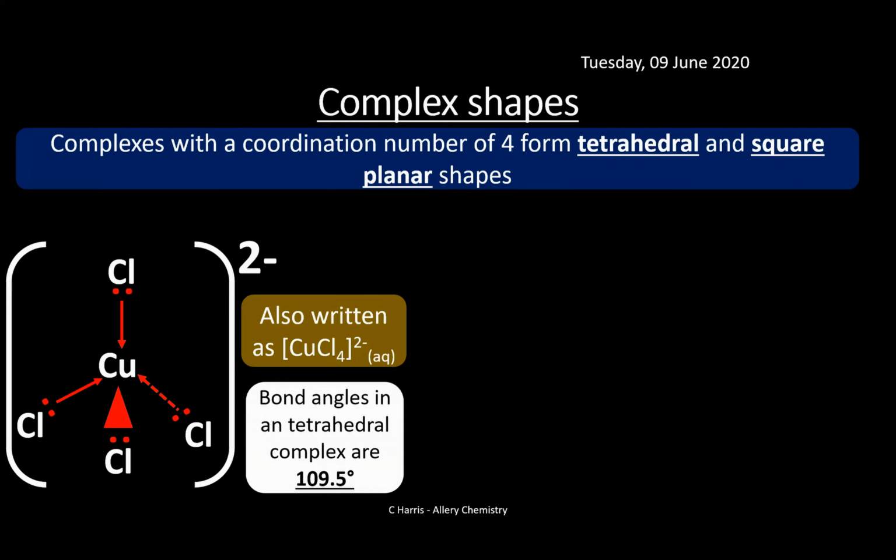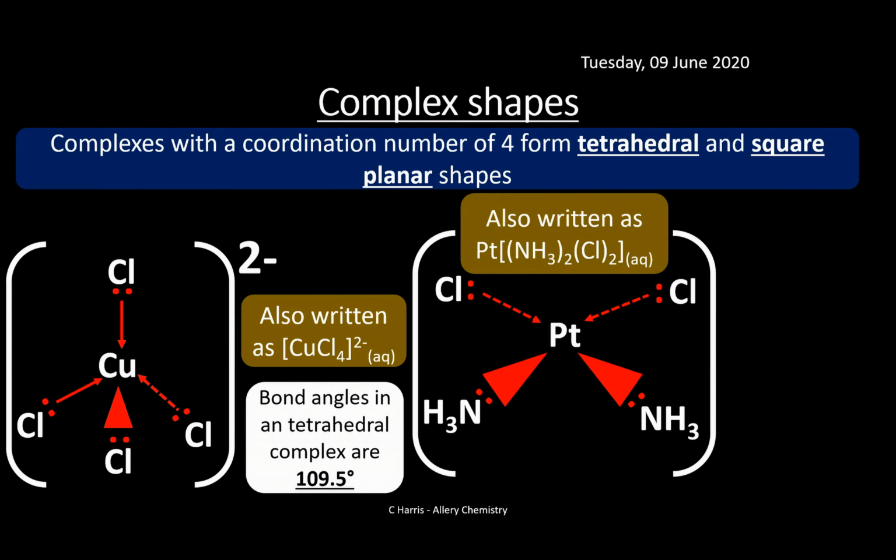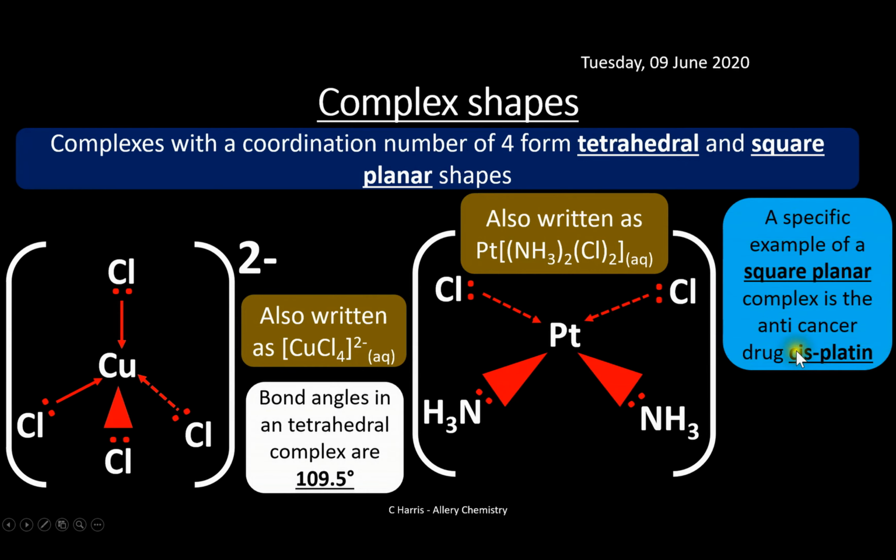Another shape which you will have come across is square planar. There's a specific example you do need to know, which is this one here. This is platinum with 2 ammonia ligands at the bottom here and 2 chlorine ligands. Don't worry, always default to tetrahedral unless they state otherwise, or unless it's this, which is also known as cisplatin. Cisplatin is an anti-cancer drug. This is a specific example that you need to know, and you need to know that cisplatin is square planar.